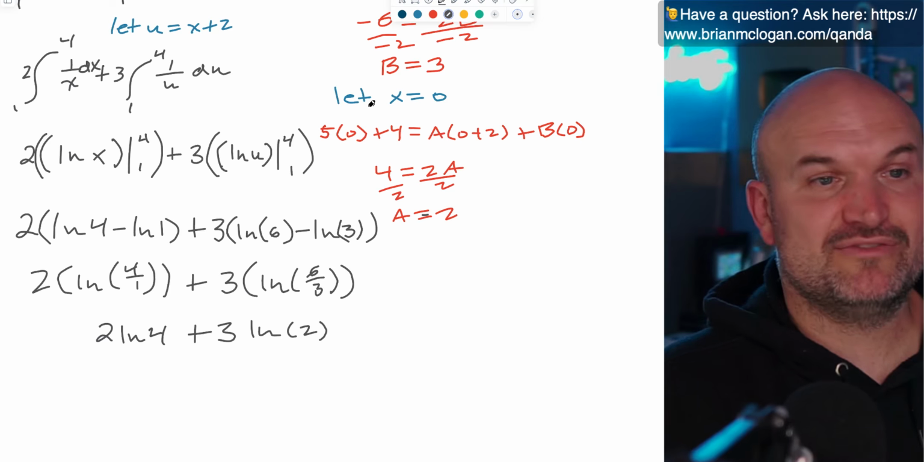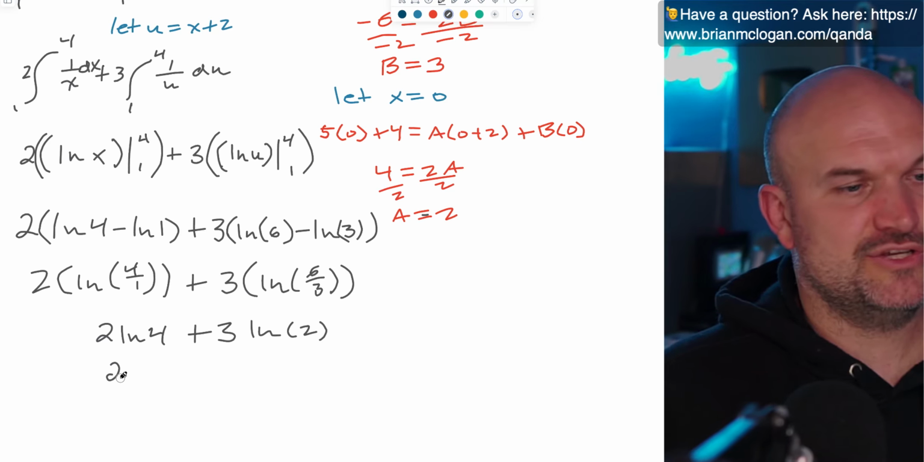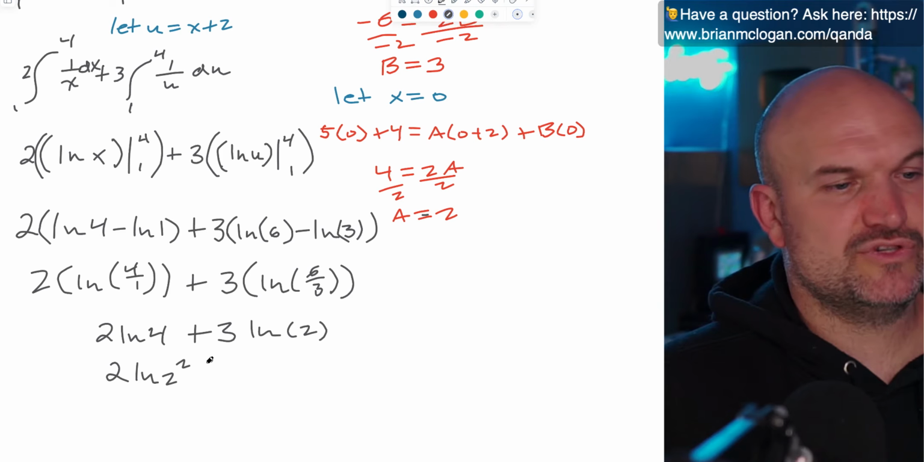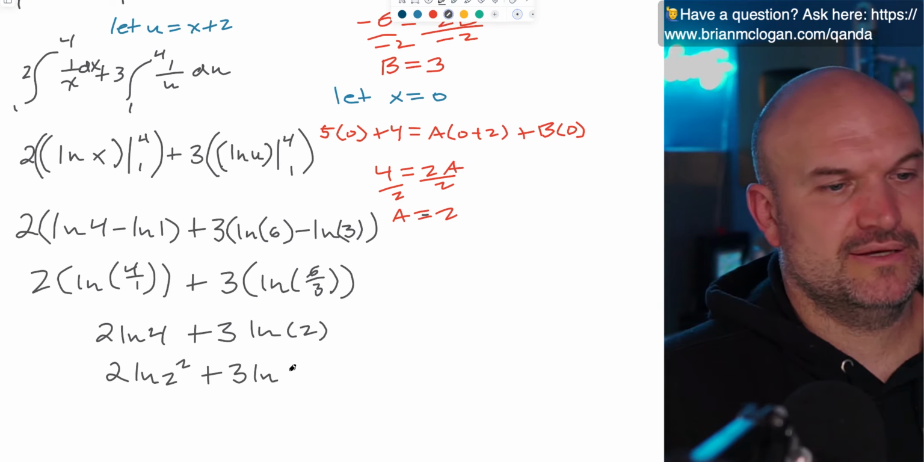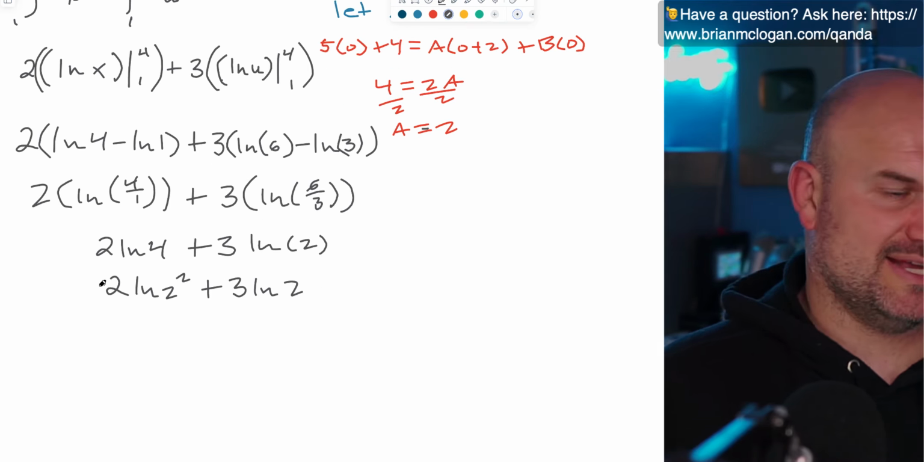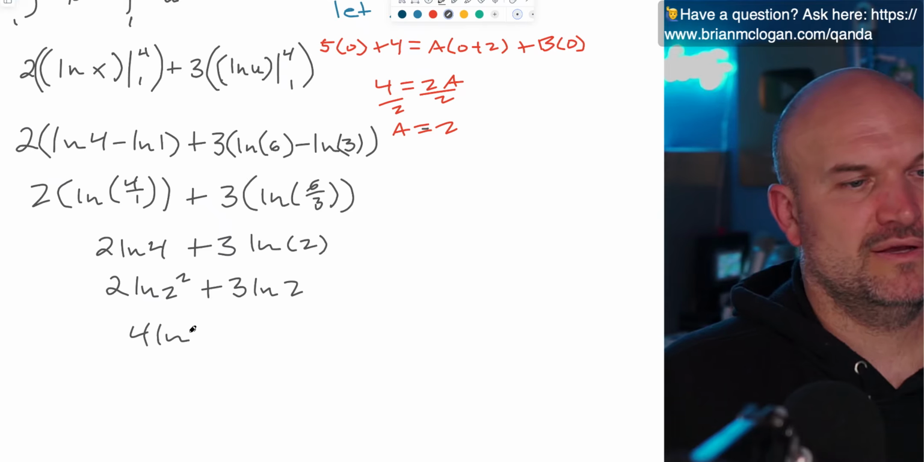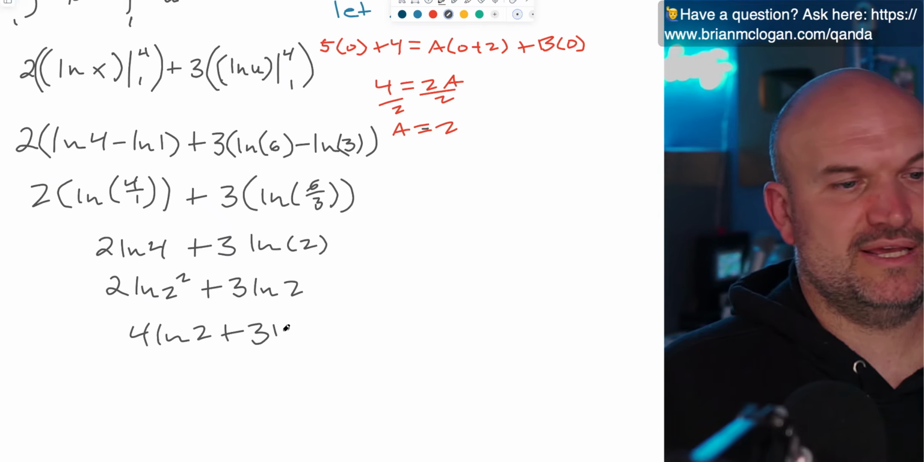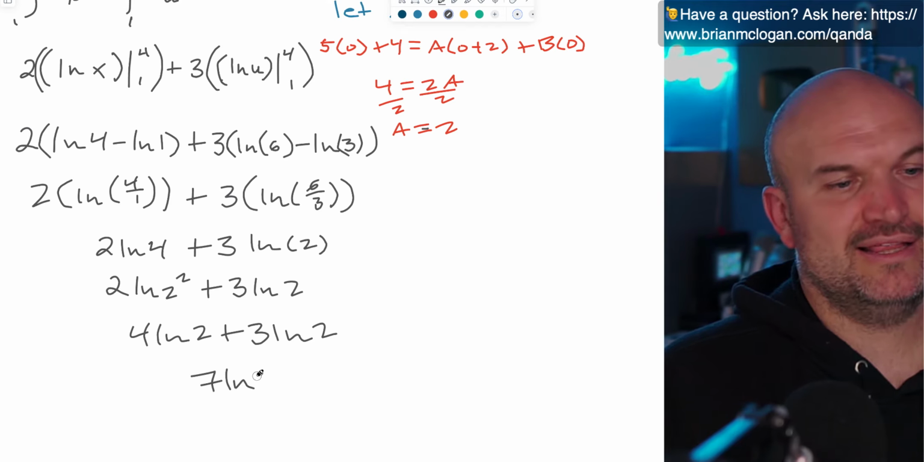But here I can rewrite the 4 as 2 squared. So this would be 2 ln of 2 squared plus 3 ln of 2. And then using the properties of logarithms, I can multiply that exponent to the front. So therefore it's 4 ln of 2 plus 3 ln of 2. 4 plus 3 is going to be 7 ln of 2.